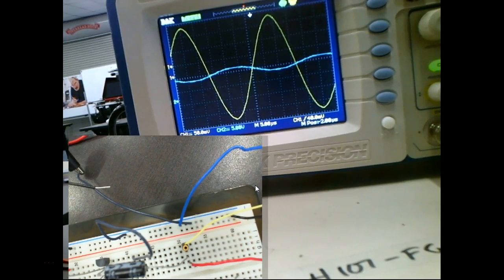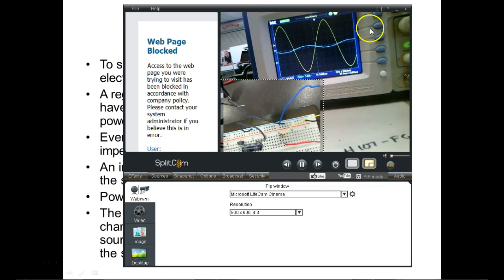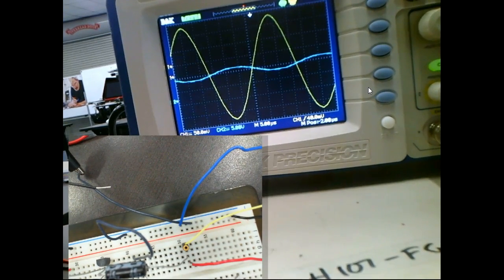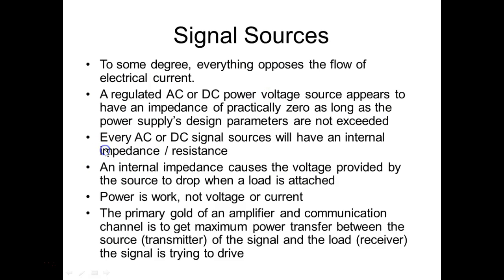So every time I take a signal coming from my antenna, as soon as I hook it up to an amplifier, it puts out less voltage. Why? Because it's loaded, right? You understand that? An internal impedance causes the voltage provided by the source to drop when the load is attached.